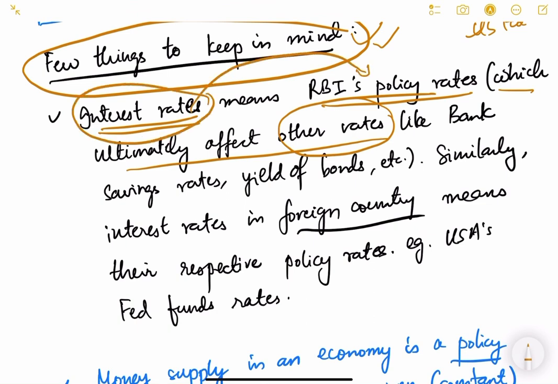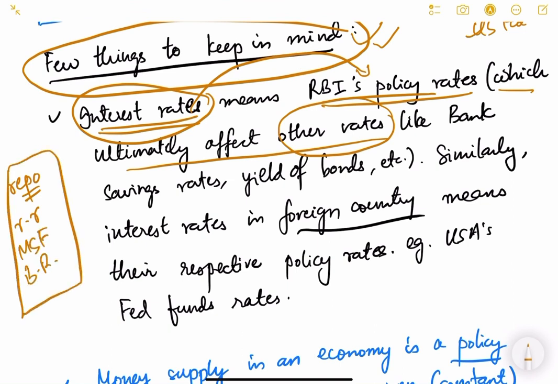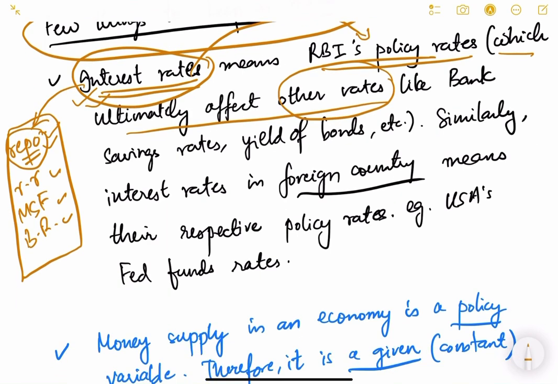It is basically the repo rate, and we know that all other rates like reverse repo, marginal standing facility rate, bank rate, etc., are connected to the repo rate. Therefore the repo rate is the policy rate, and when we talk about interest rate, basically we are talking about the repo rate. So when the RBI changes repo rates, it ultimately affects all other rates, that is, the bank savings rate.